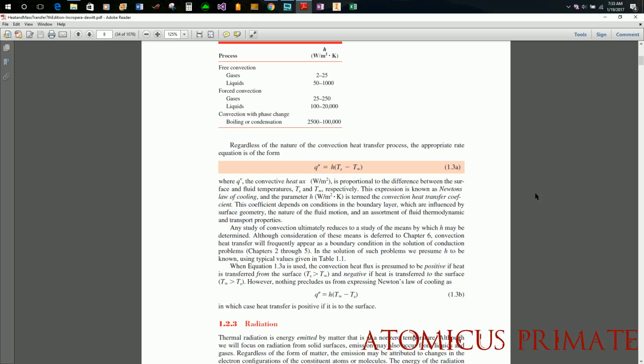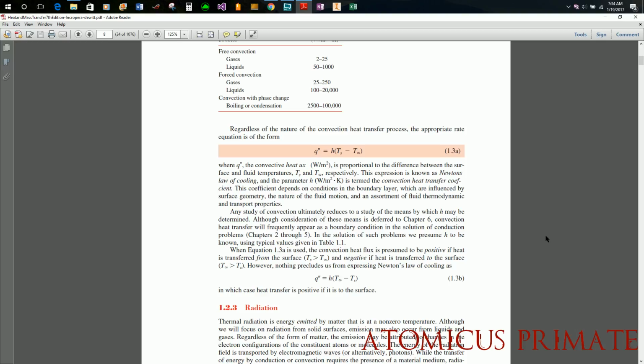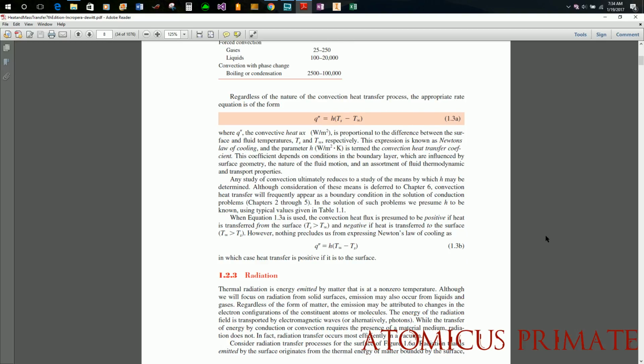This coefficient depends on conditions in the boundary layer, which are influenced by surface geometry, the nature of the fluid motion, and an assortment of fluid thermodynamic and transport properties. Any study of convection ultimately reduces to a study of the means by which h may be determined. Although consideration of these means is deferred to Chapter 6, convection heat transfer will frequently appear as a boundary condition in the solution of conduction problems, Chapters 2 through 5. In the solution of such problems, we presume h to be known, using typical values in Table 1.1.